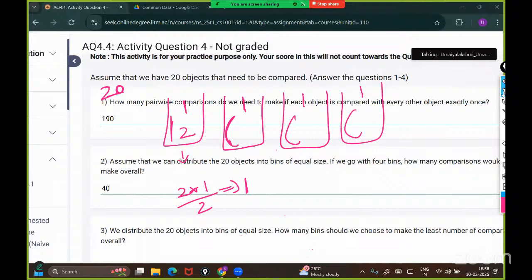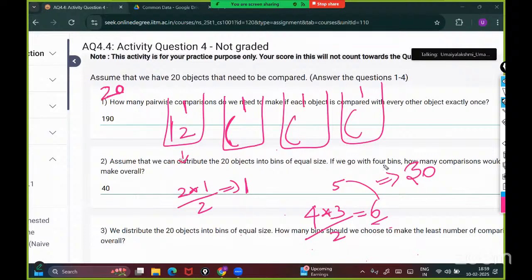If I divide it into 5 or 4, can you see, if it is 4 bins, we are having 40 comparisons. If it is 5, how many comparisons would there be? Five bins means we'll have 4 elements each, right? 4 into 3 by 2 is 6. So within each bin, we have to do 6 comparisons. With 5 bins, we'll get 30 comparisons.